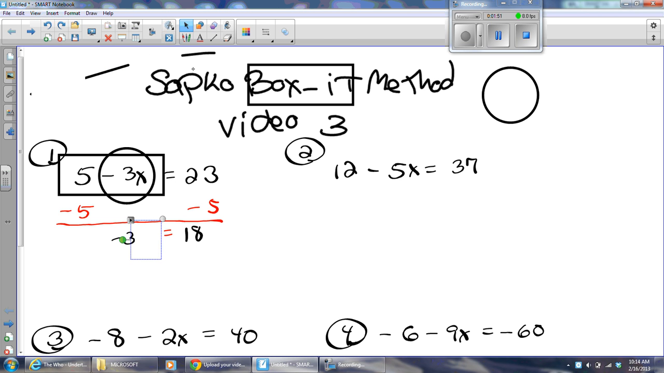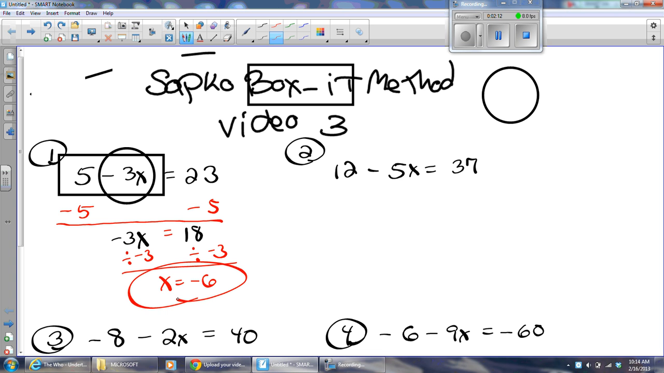And so we can cover up the variable. And we've got a negative 3. And we know that we need to be dividing. So we're going to divide by negative 3 and divide by negative 3. And I'll move him back up there. And we will get x equal to negative 6. And there you go.